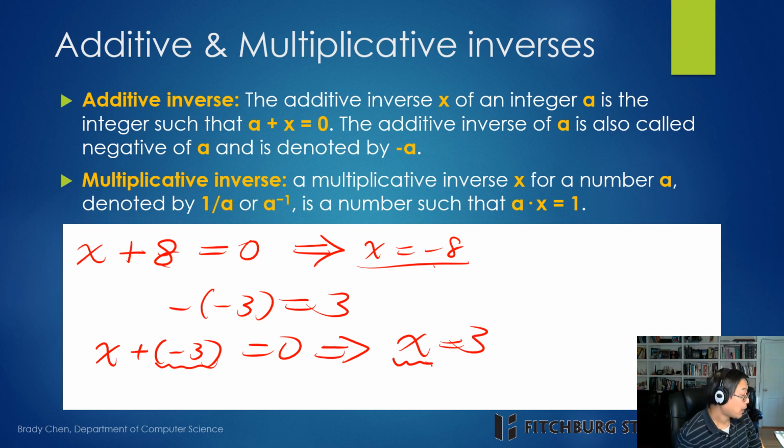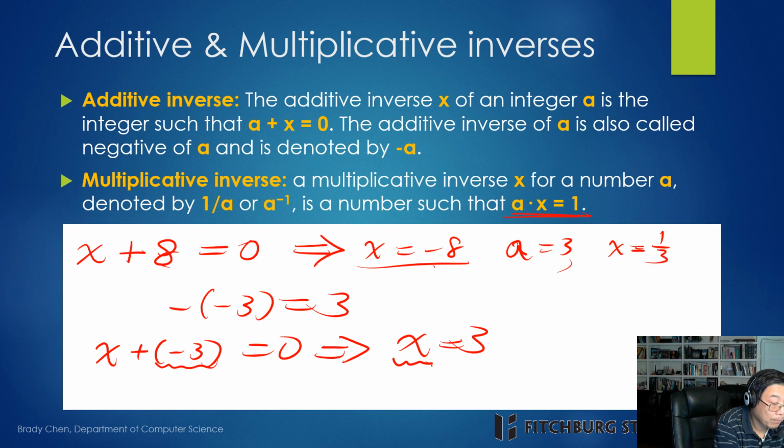Now for the multiplicative inverse, for any number a, it's a number x such that a times x is 1. Let's say a is 3. What's the number that, when multiplied by a, gives 1? So x is 1 over 3, right? Because a times x, 3 times 1 over 3, we can cancel out, then that's 1, right?